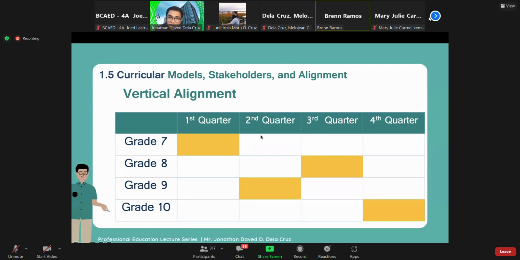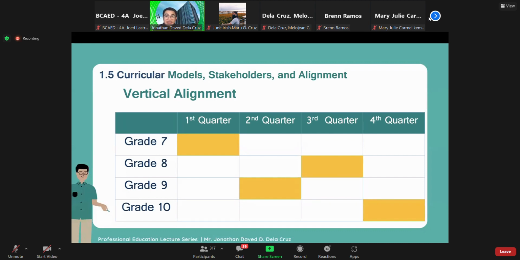Okay. Ngayon, in every year level, first quarter chemistry. Ngayon, kung saan natapos si first quarter chemistry nung grade 7, sa grade 8, sa third quarter, itutuloy niya kung saan natapos dito. Okay? Tapos kung saan naman natapos sa third quarter, itutuloy niya sa second quarter ng grade 9. Kung saan natapos yung grade 9, itutuloy niya sa fourth quarter ng grade 10. Ganun po yung vertical alignment.